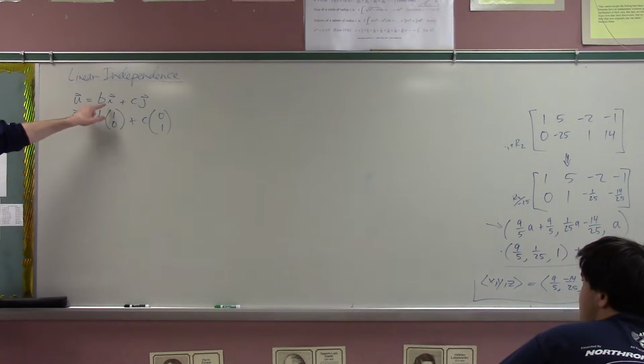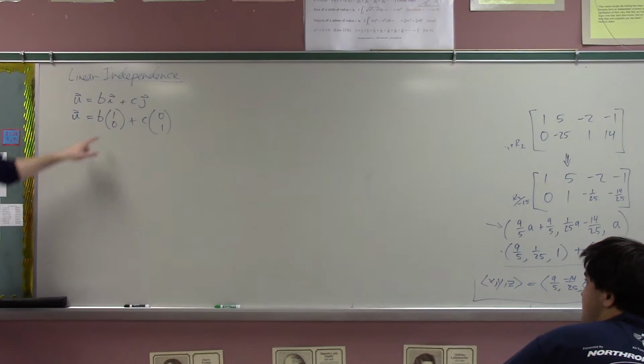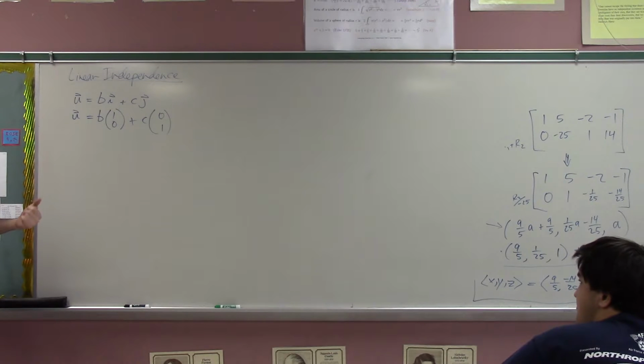So, the vector i, what is the vector i? In component form, it's just 1, 0, right? But instead of writing 1, 0 in a row, we write it as a column. We kind of did this already. Is everyone okay with this notation?